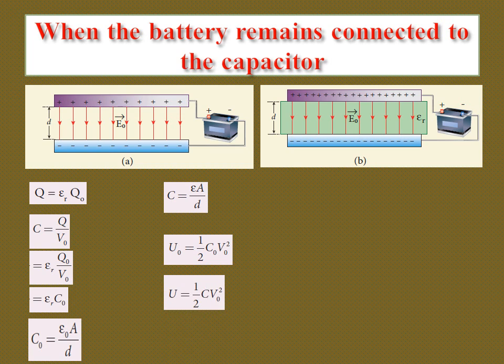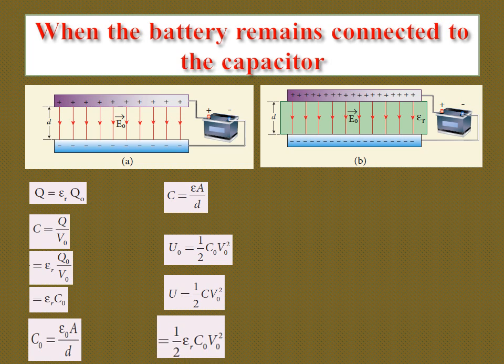Now, we have to note that the capacitance changes. Therefore, U will be equal to half C V naught squared. After the dielectric is inserted, the capacitance is increased. Hence, the stored energy also increases. Therefore, you get the equation as U is equal to half C V naught squared.